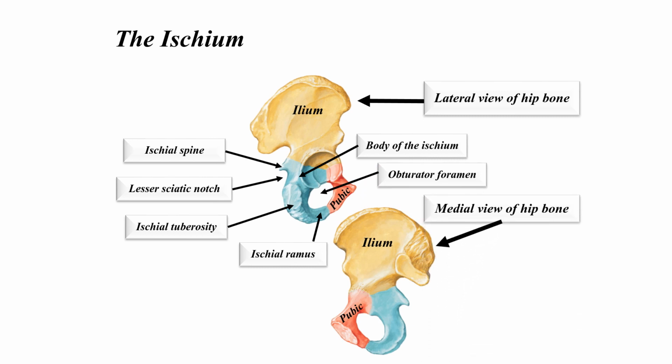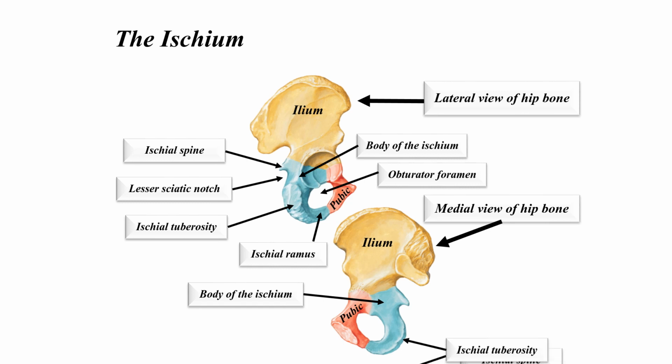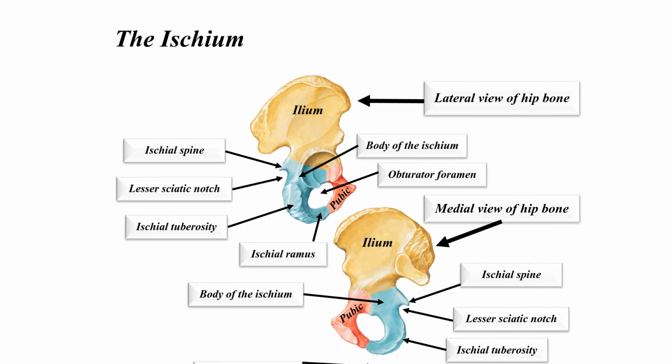In the lower part of the slide, this is the medial view of the hip bone. This is the body of the ischium. This is the ischial tuberosity. And this is the ischial spine. This is the lesser sciatic notch between the ischial spine and the ischial tuberosity. You can notice that the inferior ramus of the ischium joins the inferior ramus of the pubic bone to enclose the obturator foramen.